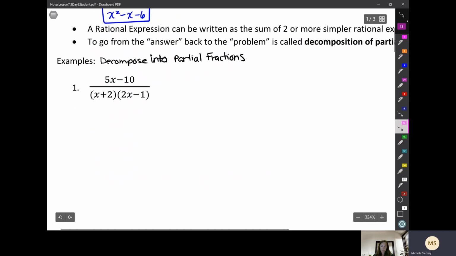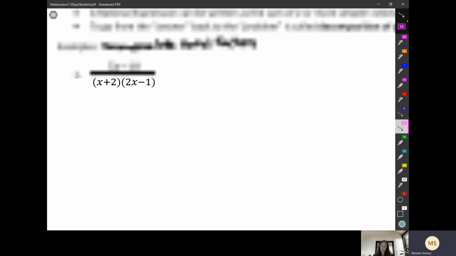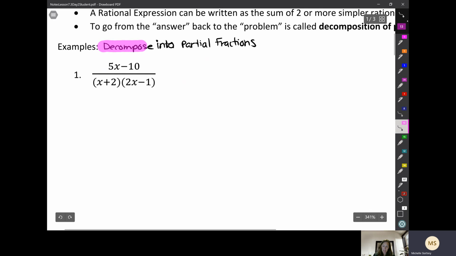All right, let's take a look at an example. Number 1, how do we decompose into partial fractions? The directions, I forgot to type them. They should say decompose into partial fractions. Here we're going to start with the simplest. We have 5x minus 10 over the quantity of x plus 2 times the quantity of 2x minus 1. The very first thing you're always going to do is factor the denominator. You're going to see if it can cancel with anything in the numerator. In this case, it cannot. So we continue on and start decomposing.